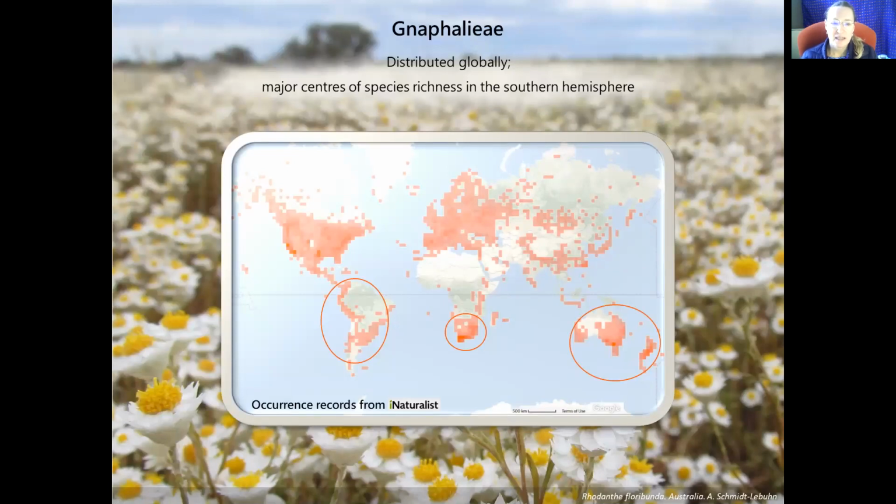This image was taken from observations in iNaturalist. So just be aware that this includes weedy species and cultivated species. But I think it gives a very good representation of the natural distribution of the Gnaphalieae. So you see they're globally distributed. But the centers of species richness are in the Southern Hemisphere, in Southern Africa, Australasia, and in South America.